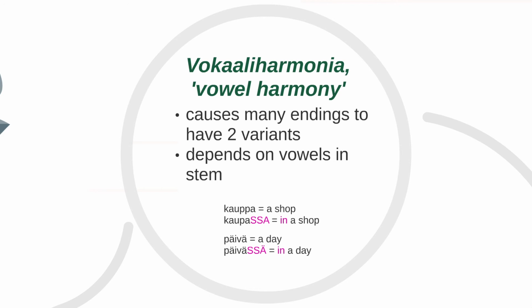A, ä. A, ä. And the reason this happens is that it's so much easier to pronounce because kauppa already has a in the stem. That means the ending will want to have a as well. Whereas päivä has ä in the stem of the word, so that wants to have ä at the end. It would be difficult to pronounce päivässa. So it needs to be päivässä.